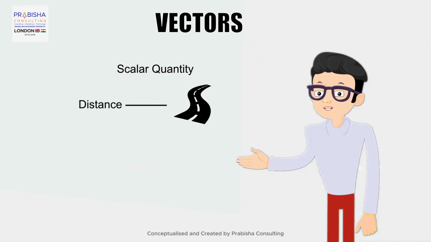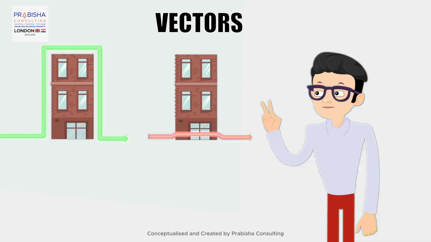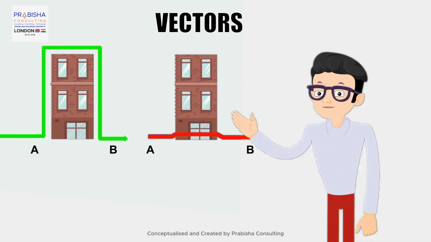Now the displacement between points A and B in the picture above is the same in both cases, but the distance differs. In the right building, the displacement is the same as the distance, the shortest distance between 2 points. But in the left building, they're different.